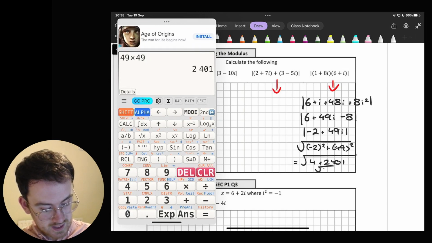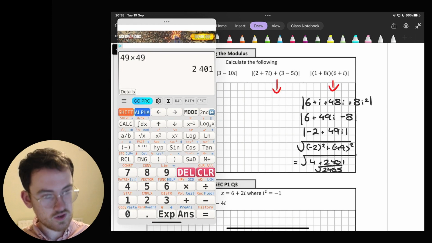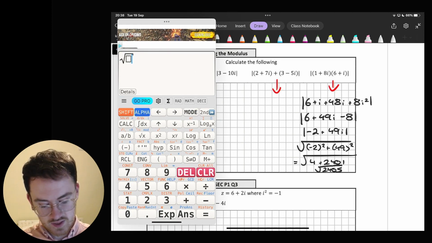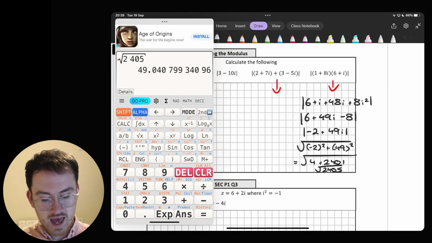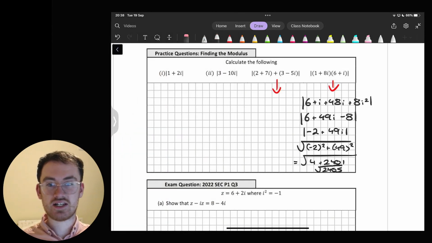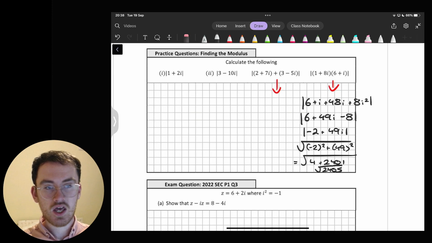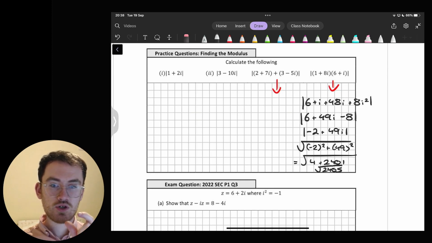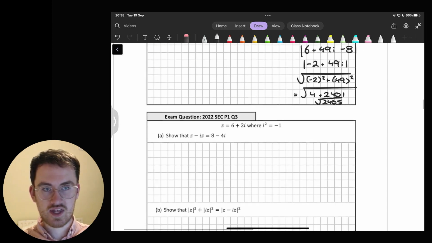2401, and I get the square root of 2405. We can check if that goes down any further using our calculator, and it only gives us a decimal, so we don't really want a decimal, we'd prefer to leave it in surd form. So that's the only thing to be careful of there: if you have a modulus like that, compute what's inside the modulus before finding the modulus of that expression.